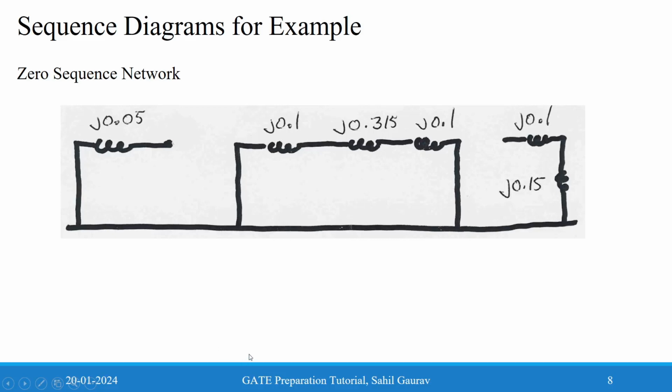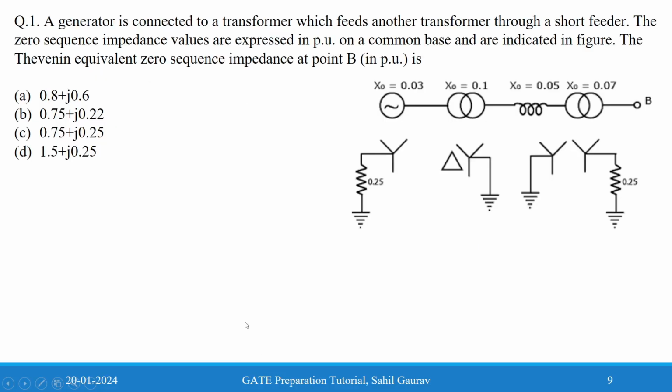Till here, is there any doubt? Any doubt? If you don't have any doubt, then we can move to the first problem.